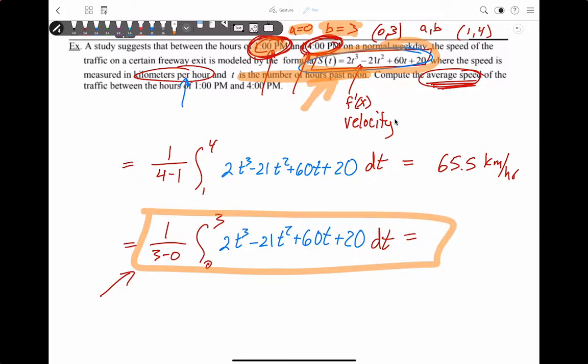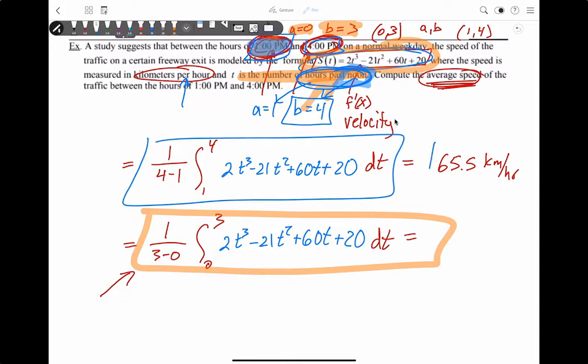But because this says past noon, then 1 p.m. is 1 hour. So that means a would be 1 and then b would be 4, because these are the hours that are past noon. So 1 hour past noon is in fact 1 p.m., and 4 hours past noon is in fact 4 p.m. So this one would be the correct answer. 65.5 kilometers per hour is the average speed for this one. We just have to be careful that we read those small little pieces of whether it's representing time past noon or past 1 p.m. And that will help us define what the limits of integration will be.